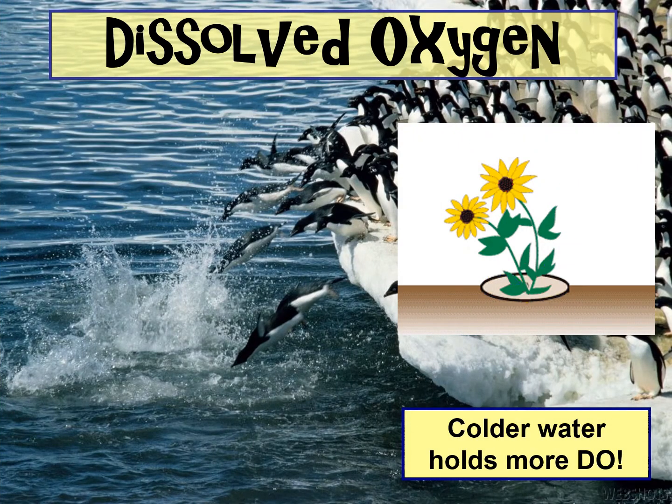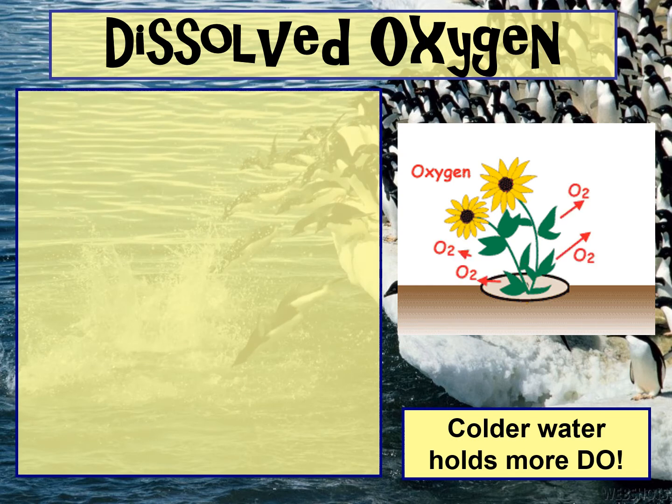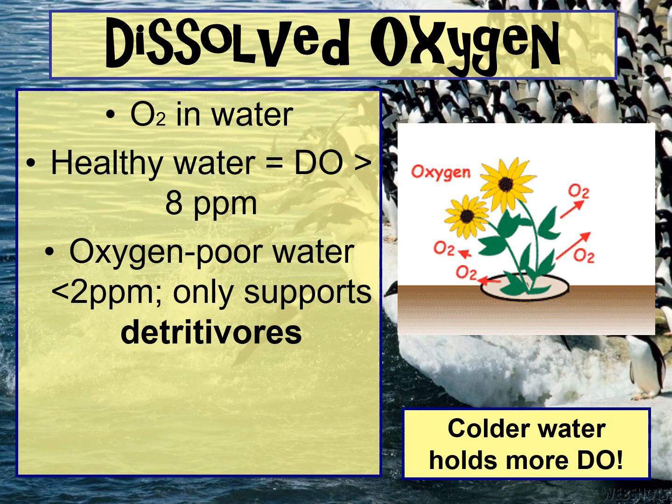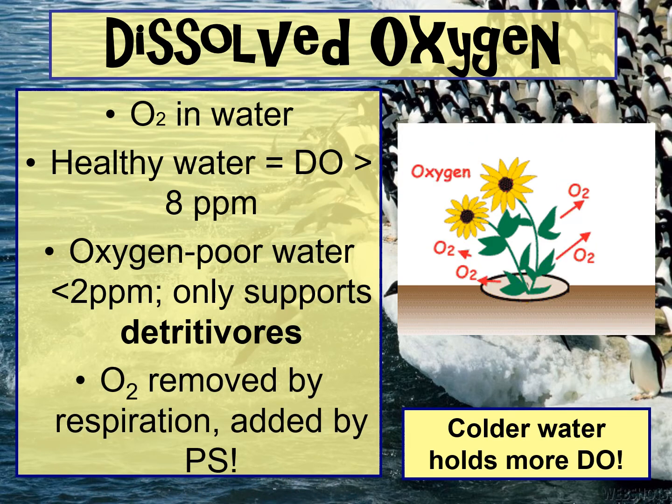Oxygen is a very important component of water. When it is in water, we call it dissolved oxygen, and usually healthy waterways will have a dissolved oxygen level greater than 8 parts per million. If there's anything less, that waterway really cannot hold very many aerobic organisms. And so sometimes when the oxygen gets so low, it can only support detritivores, those things that feed off algae in eutrophication. Keep in mind also that oxygen is often removed by cellular respiration.